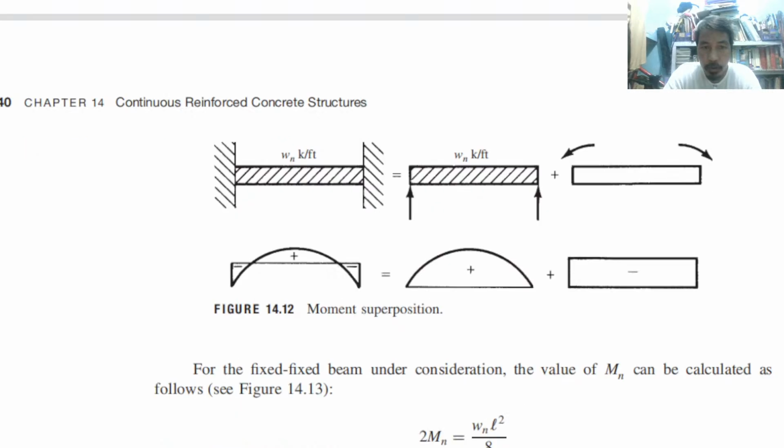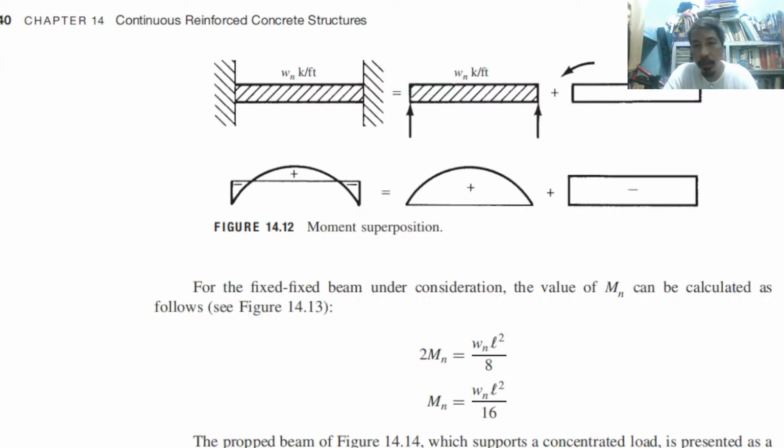Okay, so you can even use superposition, just like what we are doing in theory of structures using superposition. So this one is equal to this one plus this one. What is that? Separating the forces with the moment, so that we can have a separate diagram for this type of forces, uniform load, and moment. Okay, so if you add these two, you will have this.